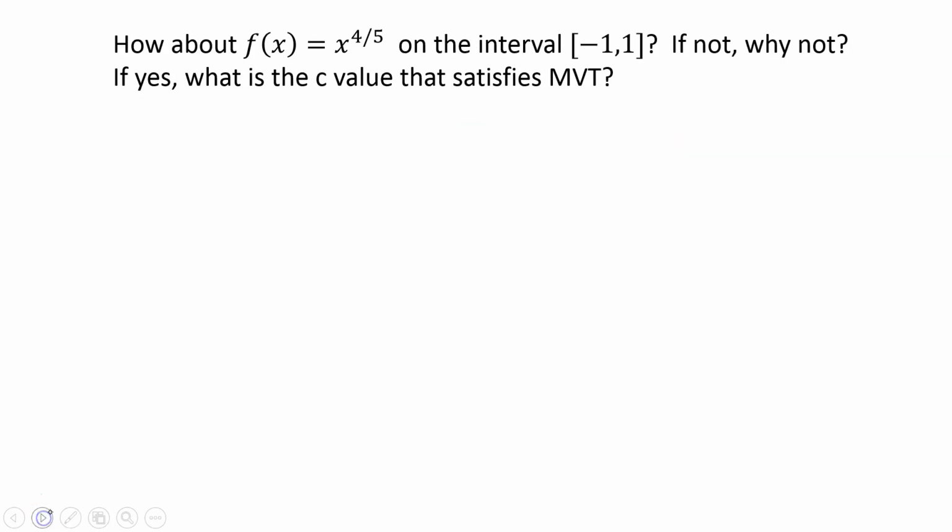Now, of course, it doesn't move when I want it to move. There we go. How about f of x equals x to the 4/5 on the interval -1 to 1? So once again, does mean value theorem apply? If not, why not? And if yes, what is the c value? So this is not a polynomial, right? Because this has a root. This is the 5th root of x to the 4th.